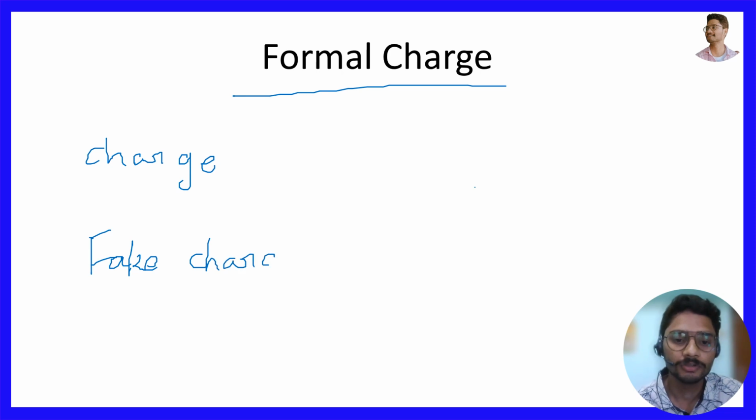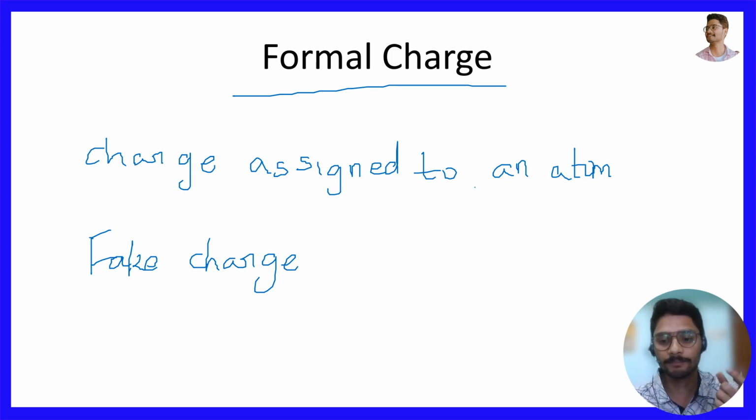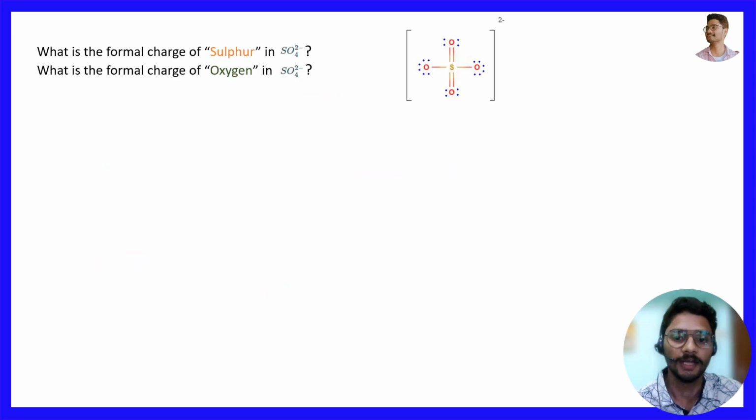So what is formal charge? It is the formal charge assigned to an atom in a molecule, right? Now, let us try to understand using an example what this formal charge is. Let us read the question here. What is the formal charge of sulfur in SO4 2 minus ion? And the second question is, what is the formal charge of oxygen in SO4 2 minus ion?